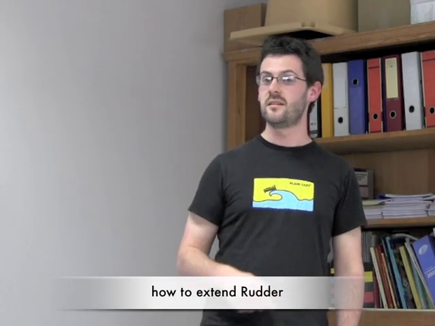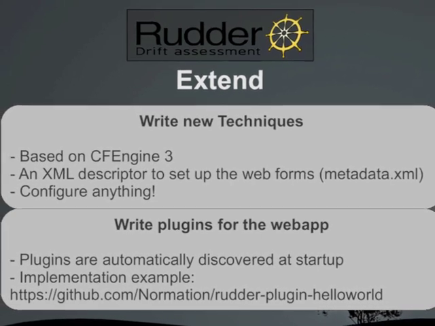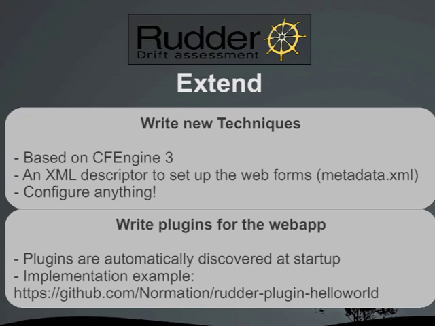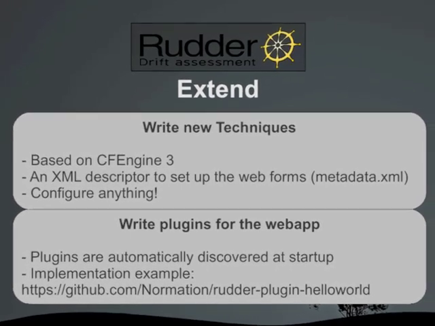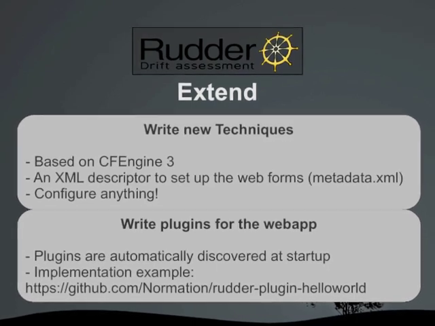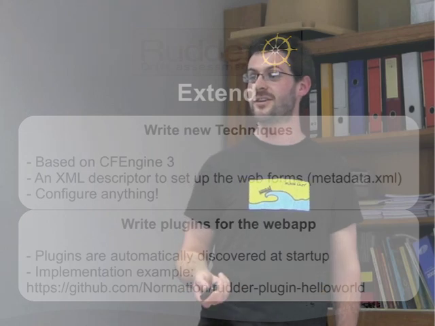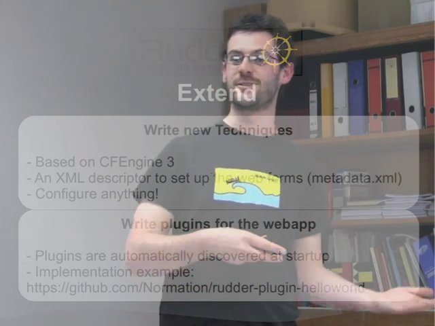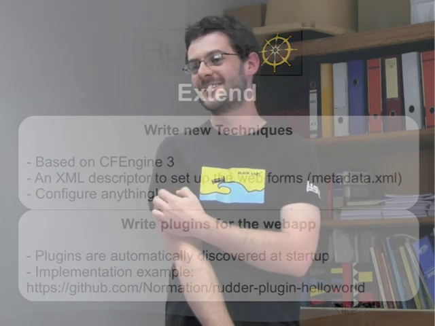Rudder can be extended. There are several points of extension. I'm sure there's one that you've already gathered, which is that you can write new techniques to manage other things. If you want to manage Nginx instead of Apache, we don't yet have a technique for that, but you can go ahead and write it. It's pretty easy. You do have to learn CFEngine 3. Obviously, there's no magical way of writing CFEngine code without learning it. So where's the easy bit there? Well, that's not so easy.